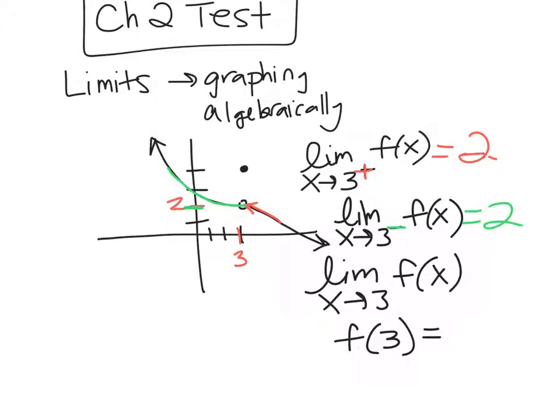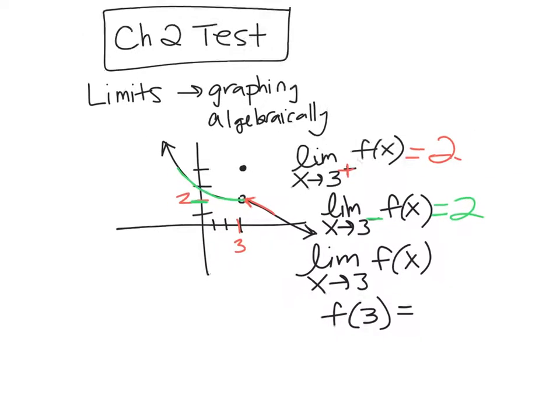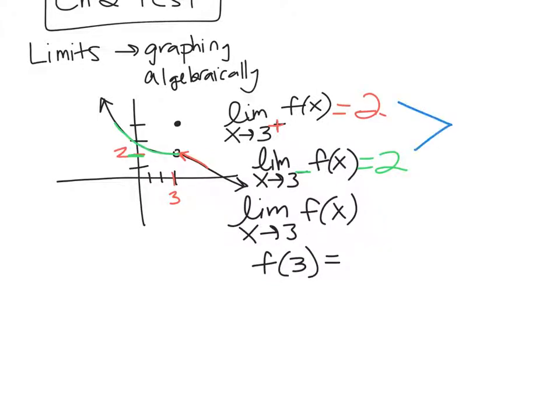Now, because those two are equal to each other, that means the limit at 3 equals 2. If they were different from one another, remember, the limit does not exist. The only time the limit doesn't exist is when you have two that are different and then you try to combine them.